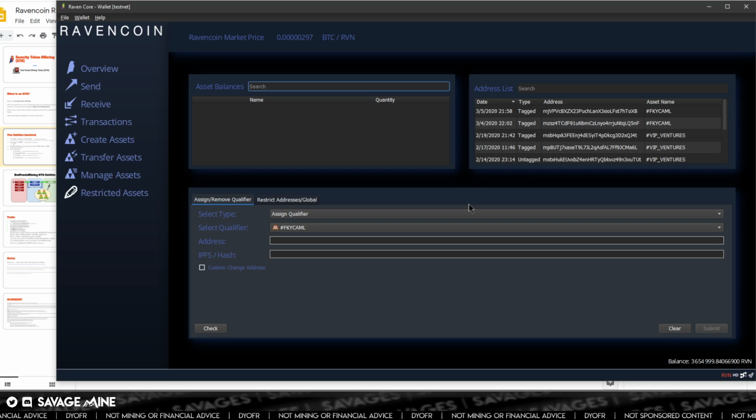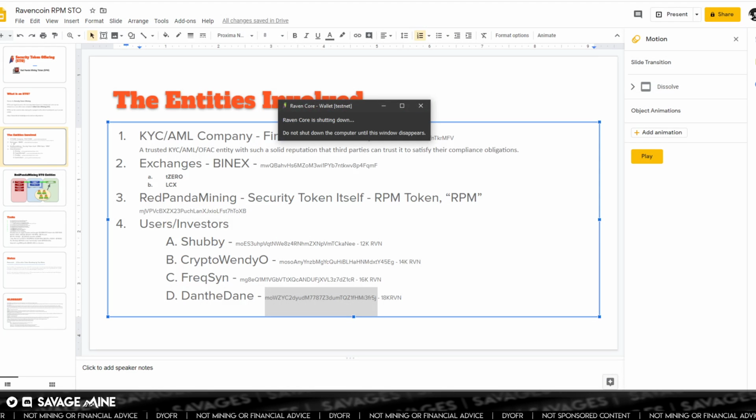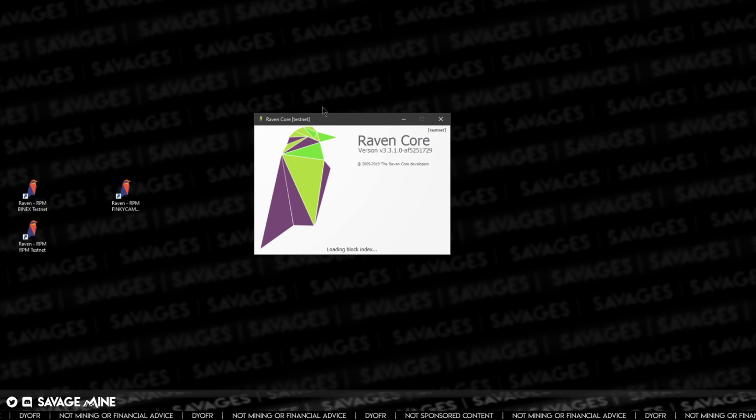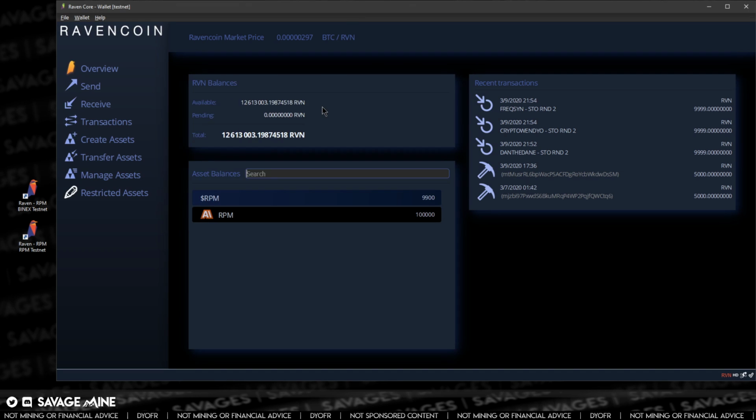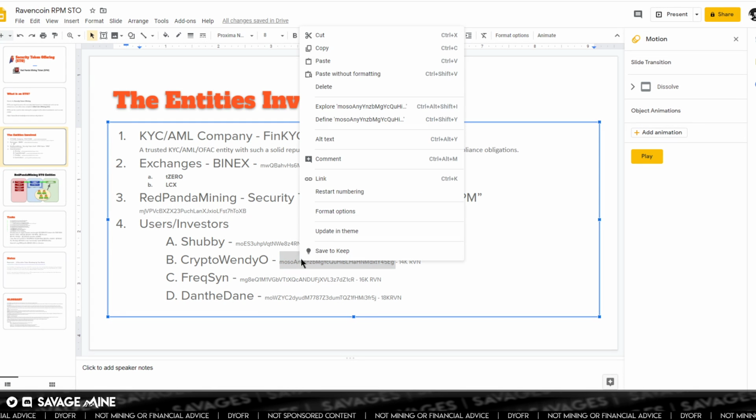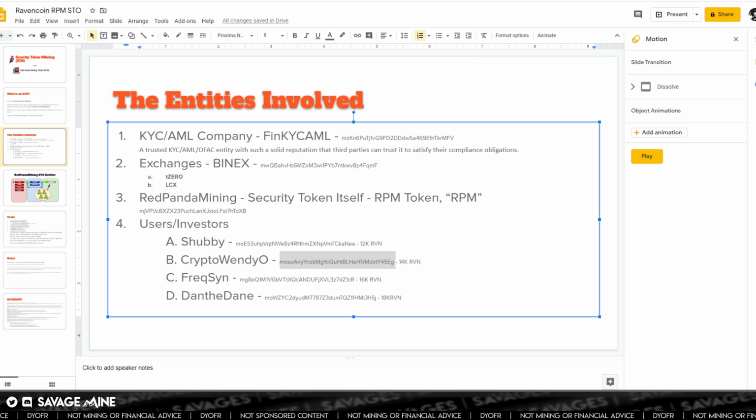All right, so now all three addresses have been tagged. Yeah, we need to close this. We need to go back into the Red Panda Mining wallet, the main wallet, the one that holds the STO. So here's our STO. So now let's go ahead and grab Crypto Window's address, not wallet.